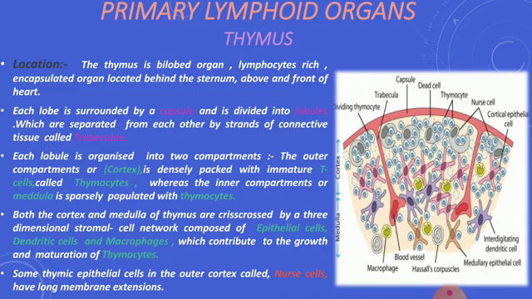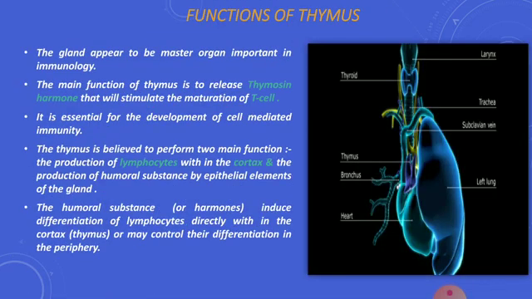Both the cortex and medulla of the thymus are crisscrossed by a three-dimensional stromal cell network composed of epithelial cells, dendritic cells, and macrophages. Function of the thymus. The thymus gland appears to be a master organ of importance in immunology. The main function of the thymus is to release thymosin hormones that will stimulate the maturation of T cells. The thymus is essential for the development of cell-mediated immunity. The humoral substance induces differentiation of lymphocytes directly within the cortex.